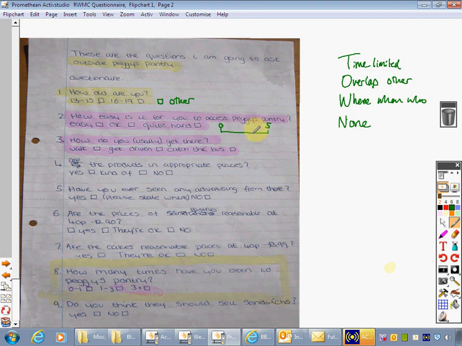How do you usually get there? Walk, get driven, catch the bus. Well, I could have come on my bike, I could have jogged there, I could have come on my broomstick. So we need another option, and that's there to help me.